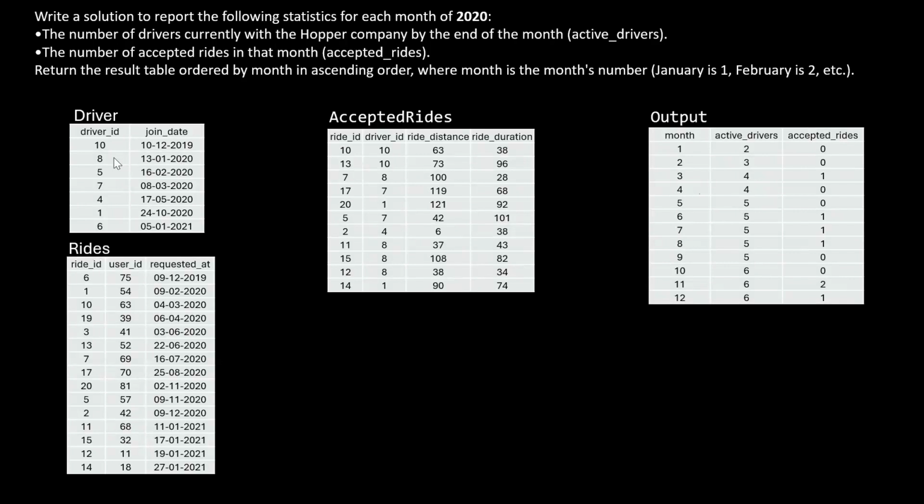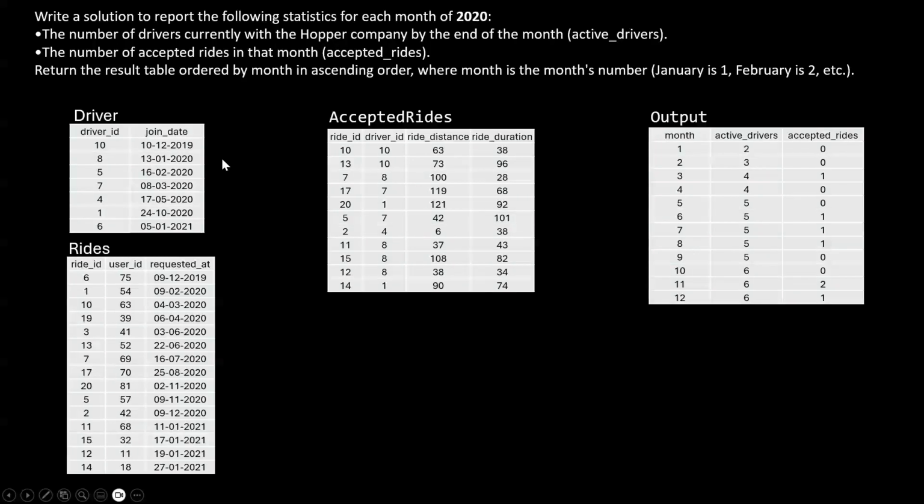So to find the active drivers for every month of 2020, as a first step, we can group by the month of the joining date and find the total number of drivers who joined in each month. And then we can find the cumulative sum for each month.